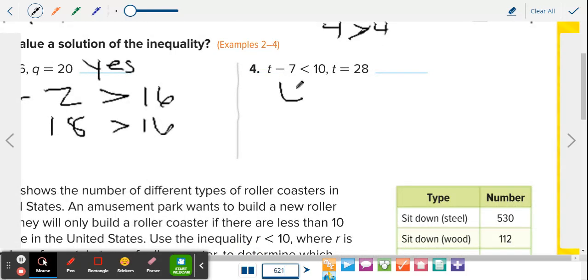Okay, t minus 7 is less than 10, where t equals 28. So 28 minus 7.